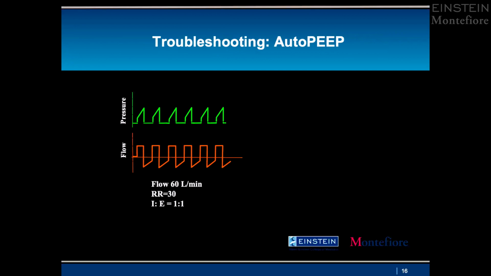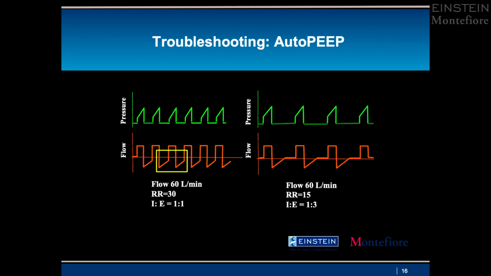This typically can be seen on the flow curve. If you see here, the expiratory limb does not return back to zero. Oftentimes, decreasing respiratory rate or increasing expiratory time will fix this issue.